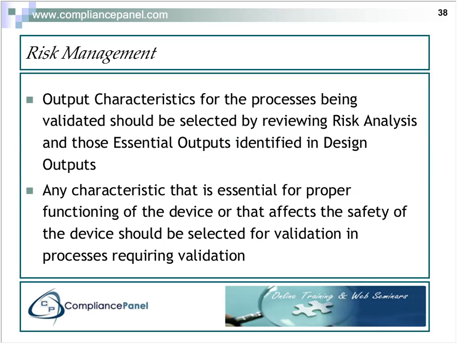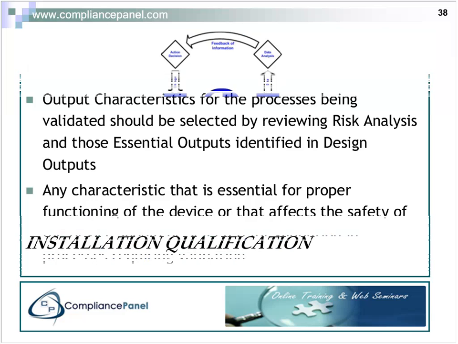The FDA does have a regulatory requirement that designers identify those outputs that are essential for the proper functioning of the medical device, and those should be identified in drawings and specifications. This has been a weak point for companies, however, and you can't always depend on those existing. So you need to use a selection process to determine where we are there. Any characteristic that's essential for proper functioning and affects safety should be selected for validation in processes that require validation.